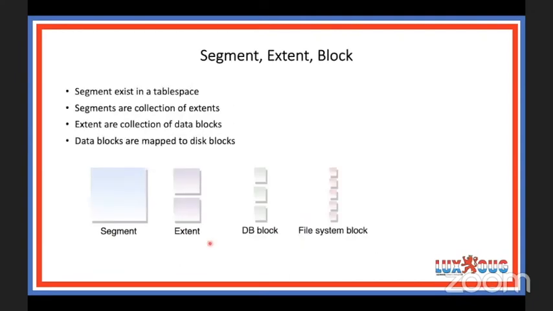So let's see another illustration of the same. Segment exists in a tablespace, as we know. Segments are collections of extents. Extents are collections of database blocks, and a database block itself is a collection of file system blocks, operating system blocks.